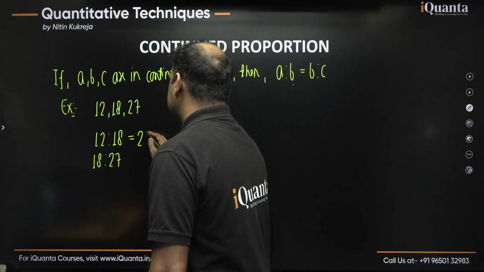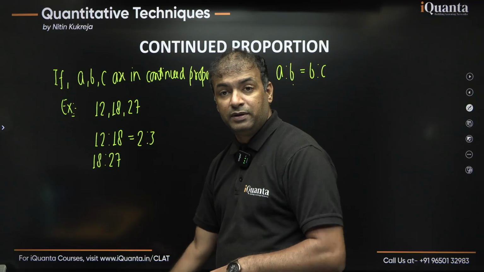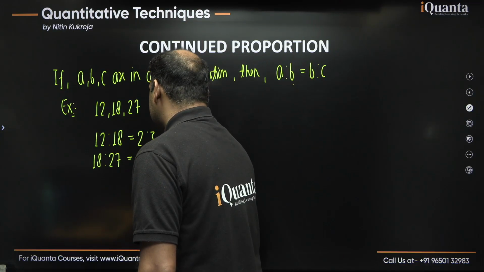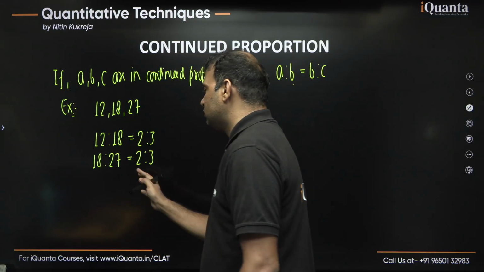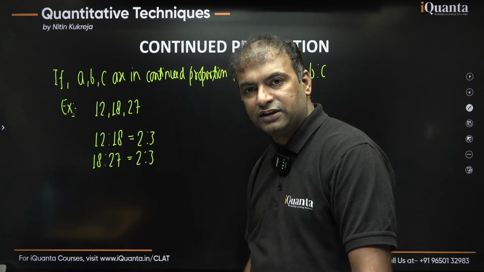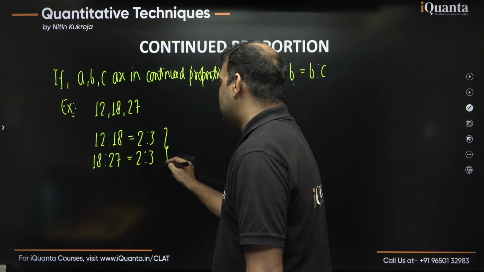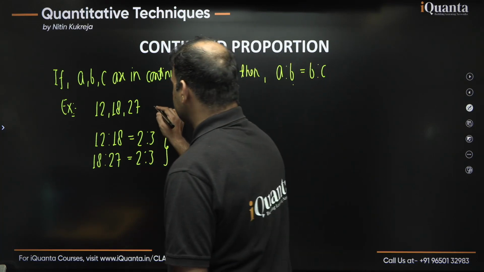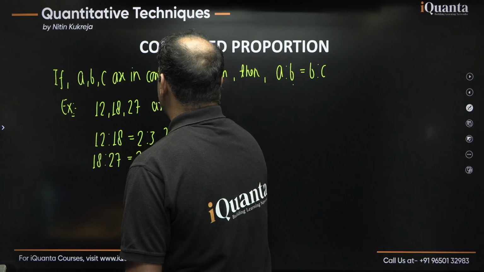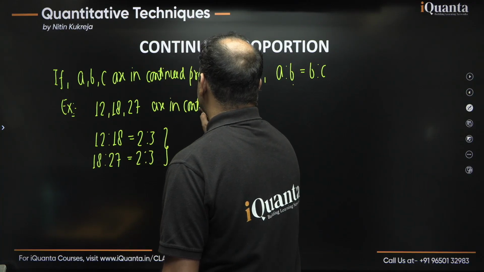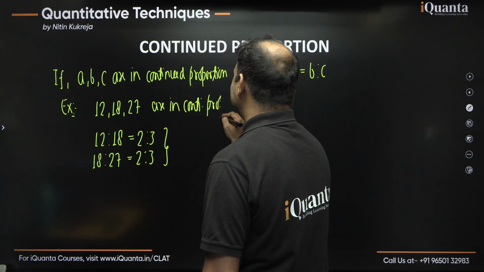12 is to 18 is actually 2 is to 3, both are divisible by 6. 18 is to 27 we can say is also 2 is to 3. They both, if you divide by 9, you will find this. So yes guys, both the ratios are being equal. That means yes, we can say that these numbers are in continued proportion. All right, that worked. Okay, fine.